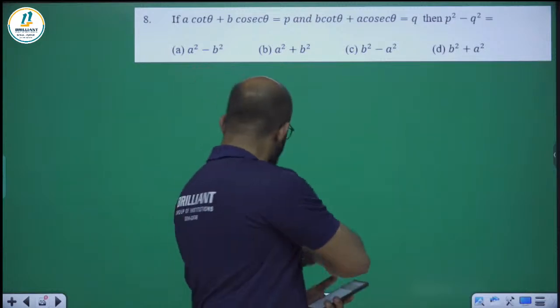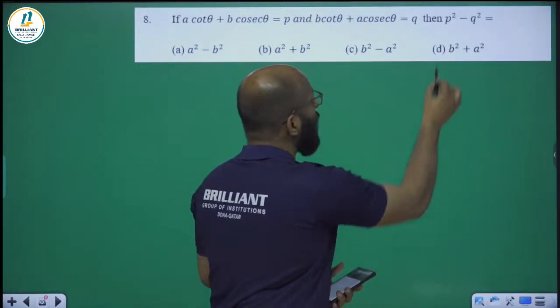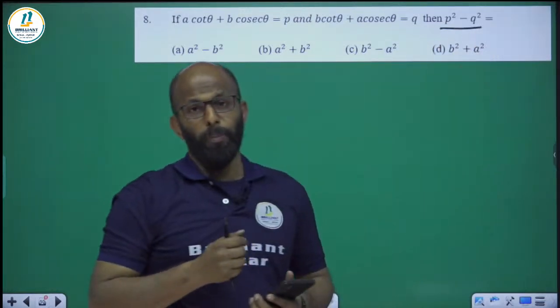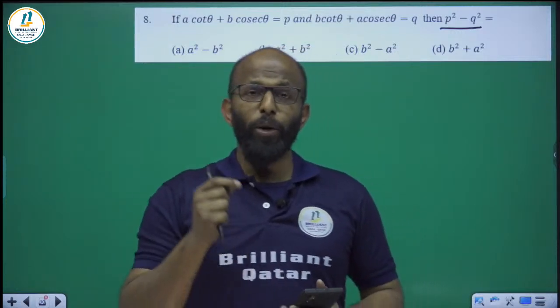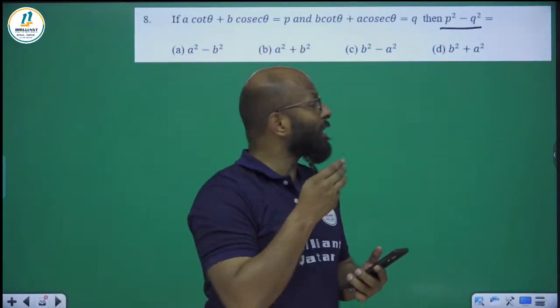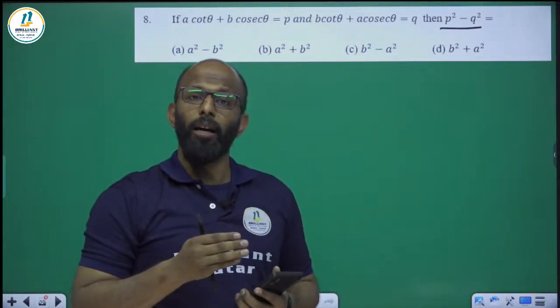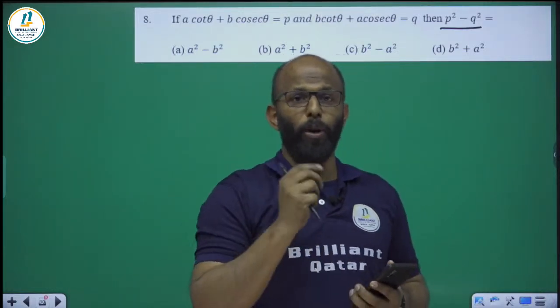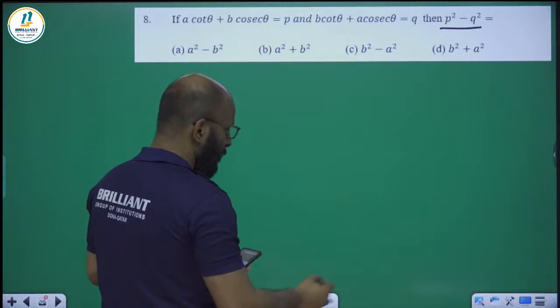Look at the required identity, P square minus Q square. When you look at the required identity, there itself we can understand we need to square the given expressions, right?